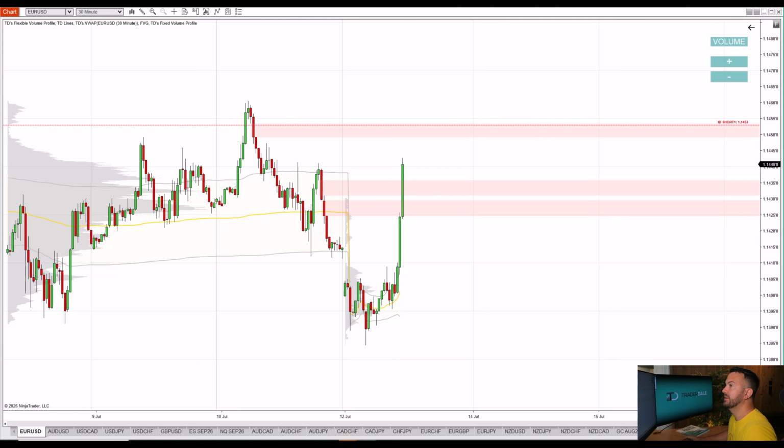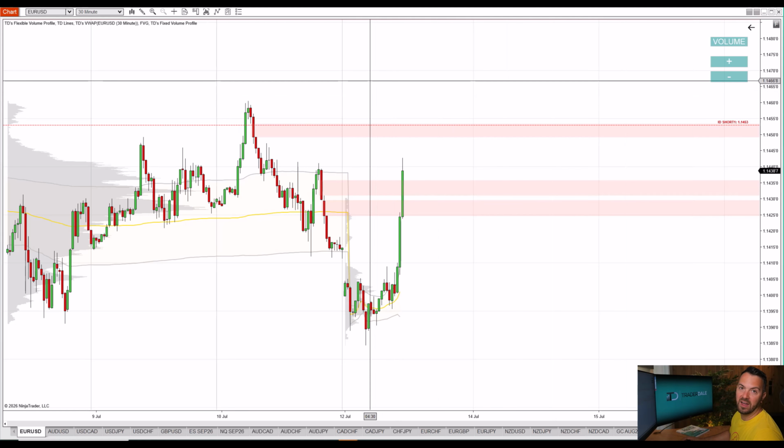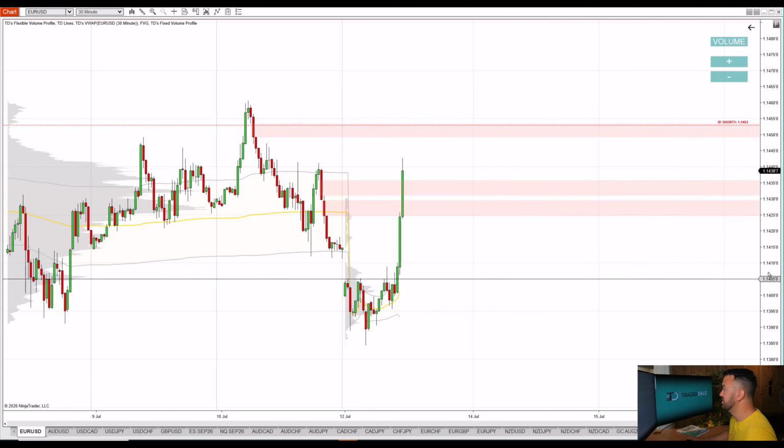What you see before you is the NinjaTrader 8 platform with my custom-made volume profile and the view up indicators, and you are looking at a 30-minute chart of the euro dollar. What I want to talk about is this resistance at 1.1453. This resistance is based on a volume profile setup, which I call the rejection setup.